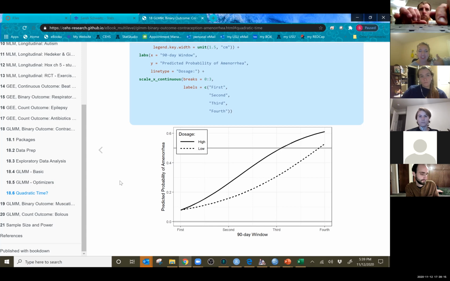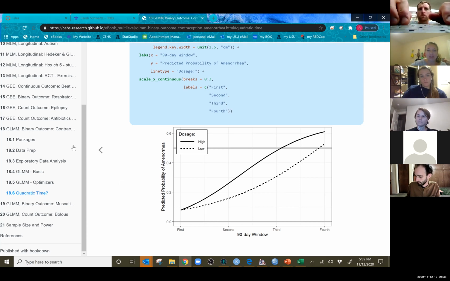GLMMs. There's your first logistic multi-level model. Is that a lot to digest? So it's putting together everything we've done before. We've done fixed effects. We've done random effects. We've done time and we've done time squared. We've done logistic regression. Now we're just putting it all together.